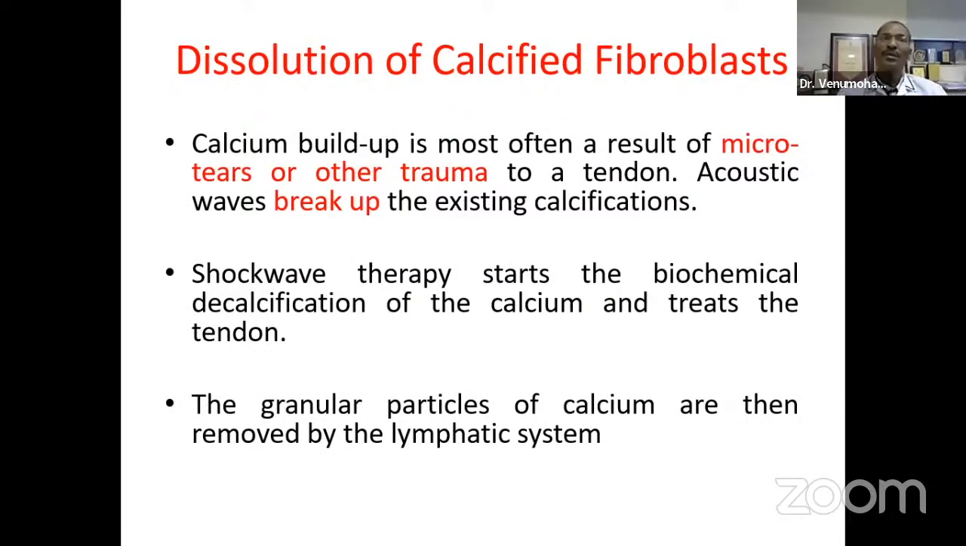Shockwaves are known for the dissolution of the calcified fibroblasts. So we know that whenever there are micro tears in the tissue, there is calcium buildup in them. These acoustic waves break up the existing calcifications, and this decalcification can treat tissues like tendons. And of course, our lymphatic system will remove the calcium that is removed from the tissue.